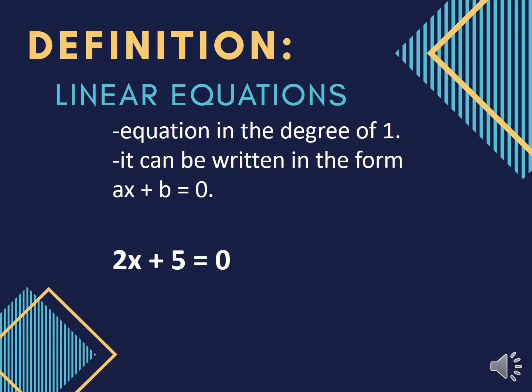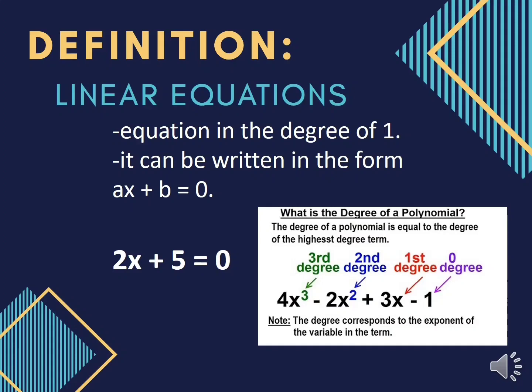How can we determine if it is in the degree of 1? Let us recall that the degree corresponds to the exponent of the variable in each term. So we have here x cubed, which is in the degree of 3; 2x squared, in the degree of 2; 3x is in the degree of 1; and the constant term is in the degree of 0.